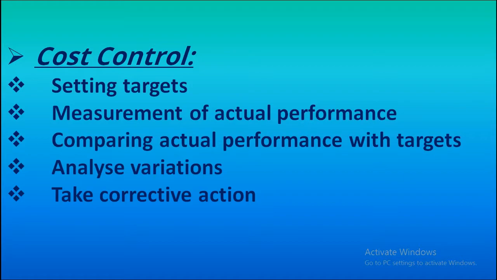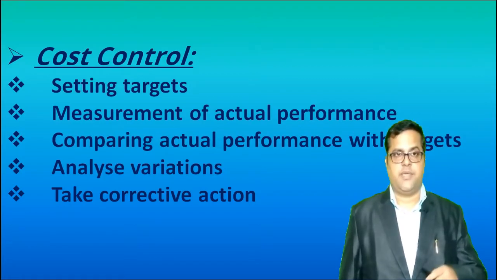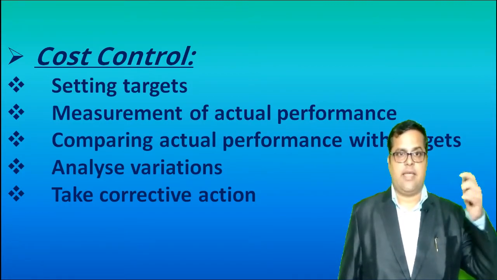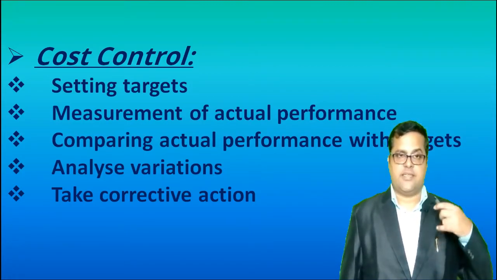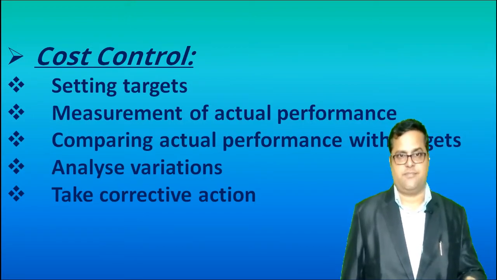Then I will compare this actual performance or actual values with the standard set earlier. Then I will analyze the variation. Variation means the change between the standard set and the actual performance. This will tell me where the things are lacking. So accordingly, the management can take corrective action.